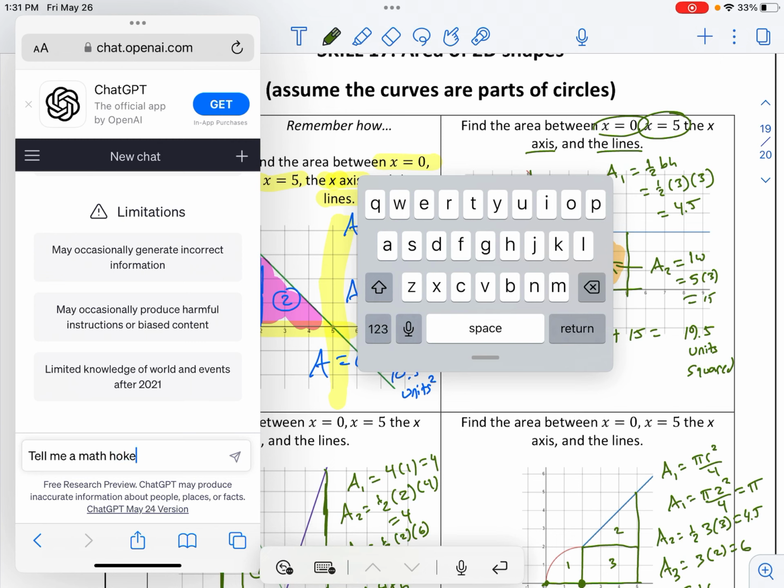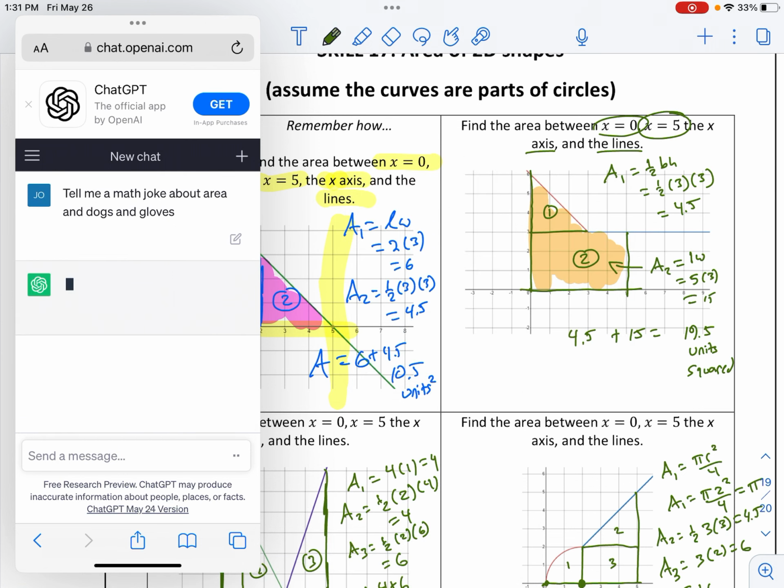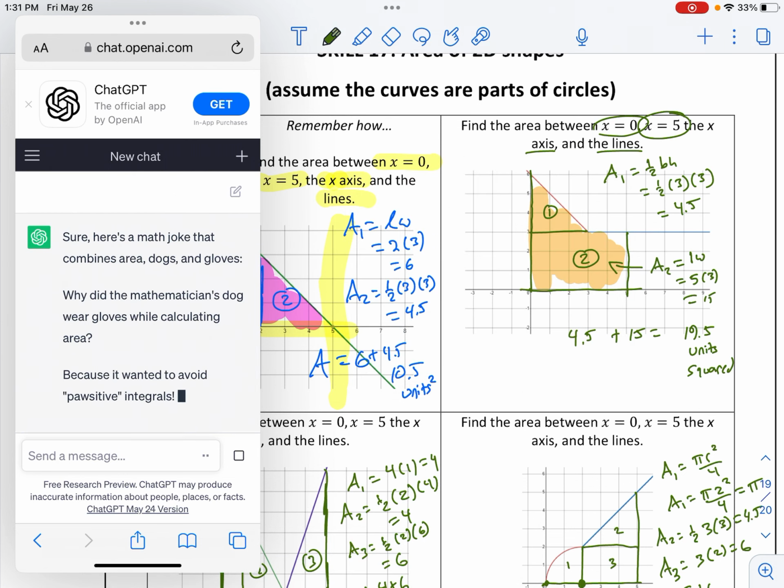Tell me a math joke. Okay, let's try that again. Tell me a math joke about, let's just do area. And dogs, why not? And gloves. I have no idea what I'm saying. Let's just see what happens. We're really shooting for the fence here.